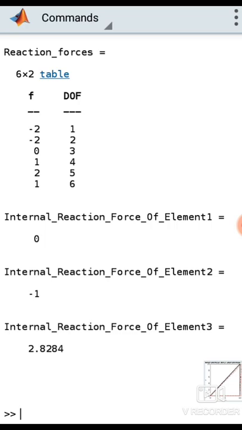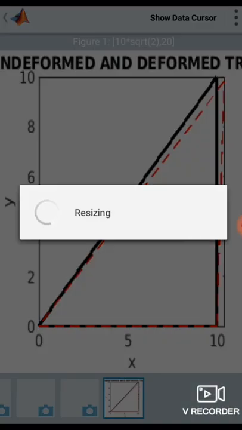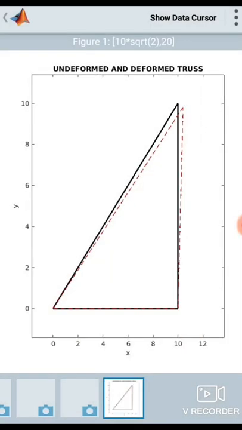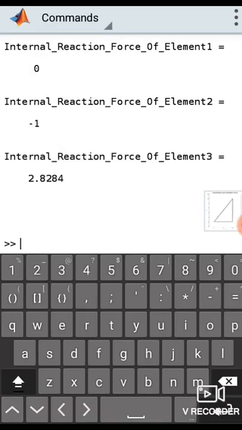It also plots the diagram, where the black truss shows the undeformed truss and the red dashed line truss shows the deformed truss. This is a very good program.